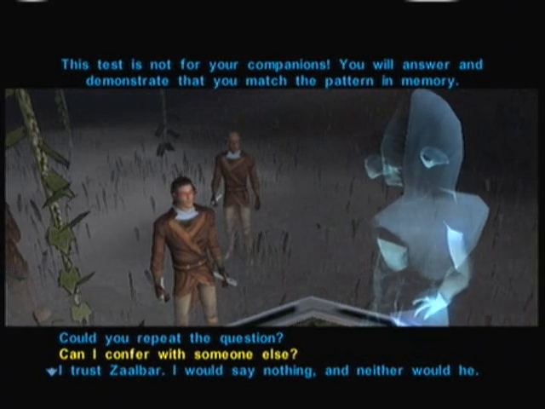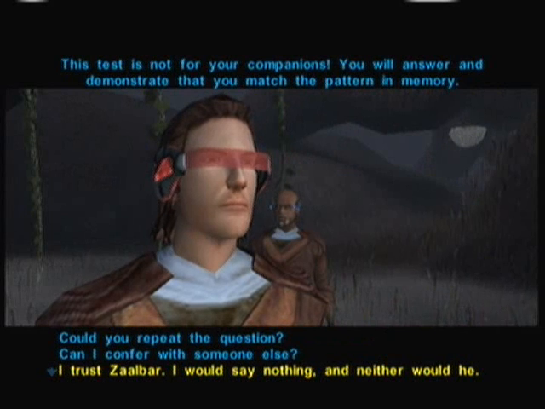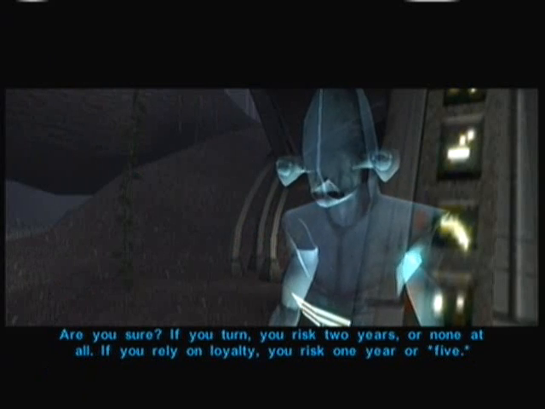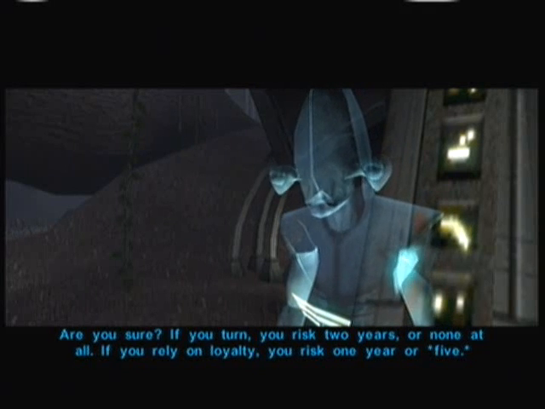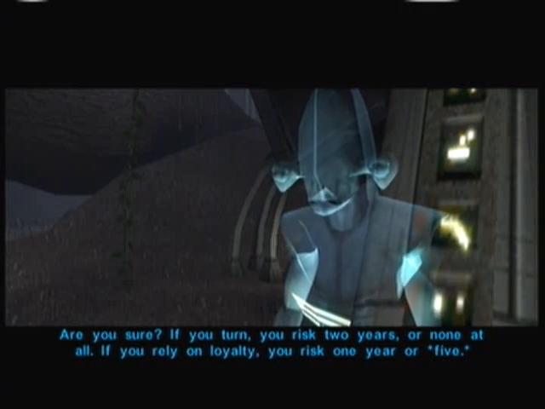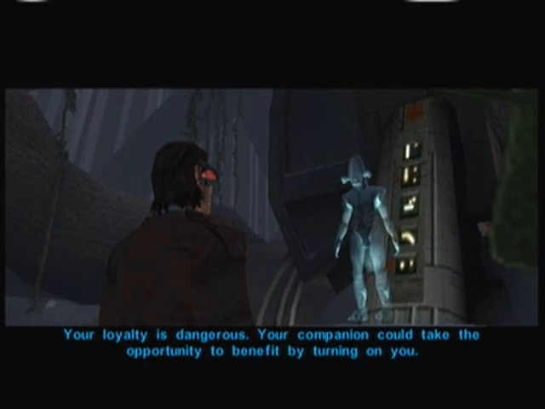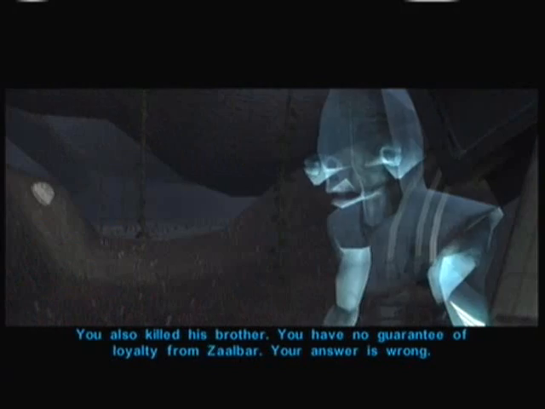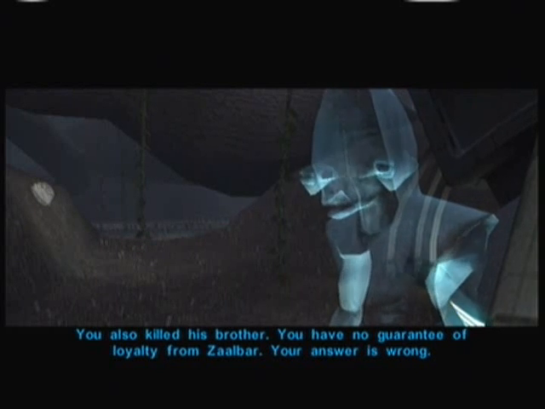Can I confer with someone else? This test is not for your companion. I trust Zabar. I would say nothing, and neither would he. Are you sure? If you turn, you risk 2 years, or none at all. If you reply on loyalty, you risk 1 year, or 5. Your loyalty is dangerous. Your companion could take the opportunity to benefit by turning on you. You know nothing of me. You also killed his brother.